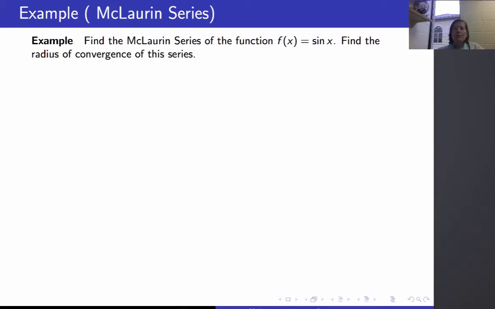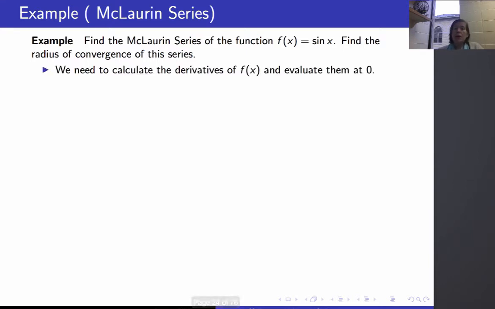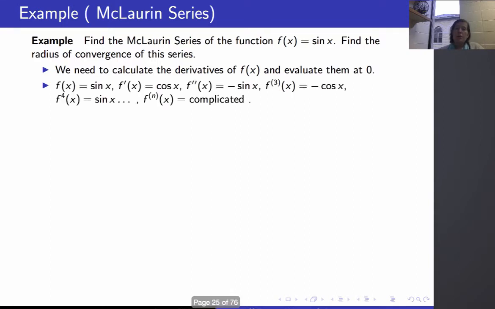Well, let's try to find another Maclaurin series. So let's try to find the Maclaurin series of the function f of x equals sine x, and also let's try to find the radius of convergence of this series. Well, we have the formula. We need to calculate the derivatives of f of x and evaluate them at 0.